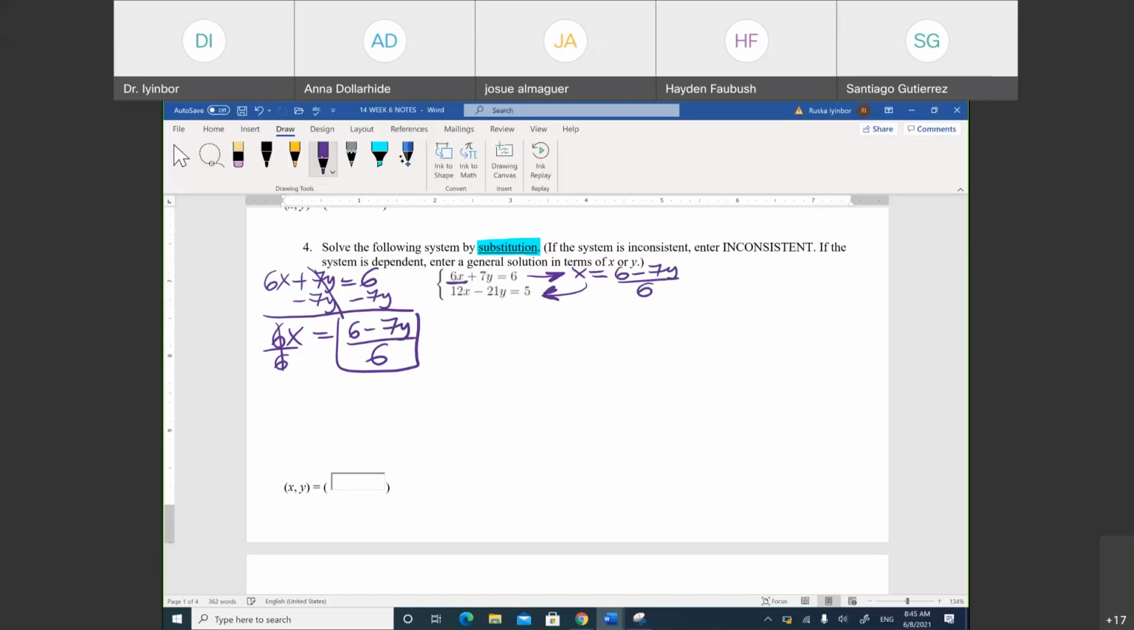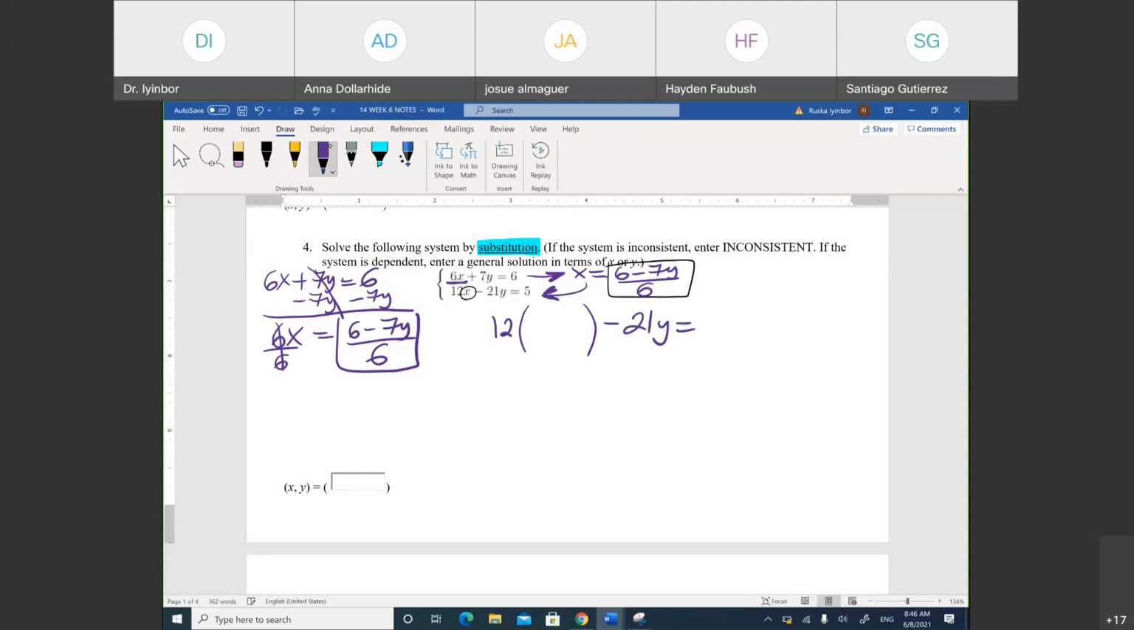So what I'm going to do, I'm going to take this x, which is all this fraction, and replace x with the fraction. So I'm going to get 12. When I substitute into the second equation, I'm going to put my fraction here, minus 21y equals 5.